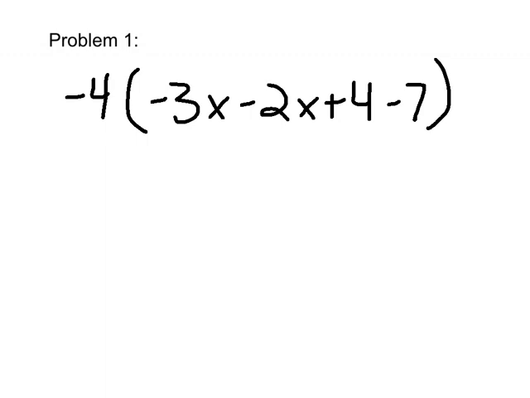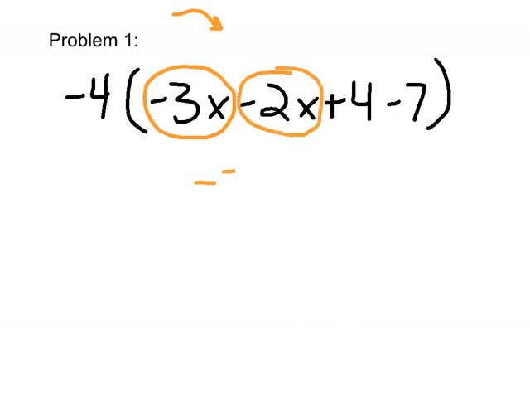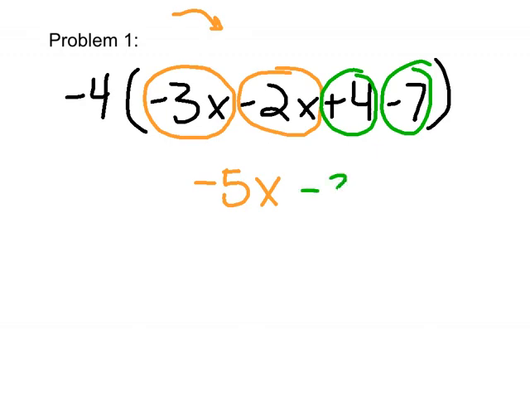Alright, let's get started. First thing I'm going to do is combine things inside my parentheses. I've got a negative 3x and a negative 2x, which combine to make negative 5x. Then I've got positive 4 and negative 7, which combine to make negative 3. That's going to be inside my parentheses, and outside my parentheses I still have the negative 4.